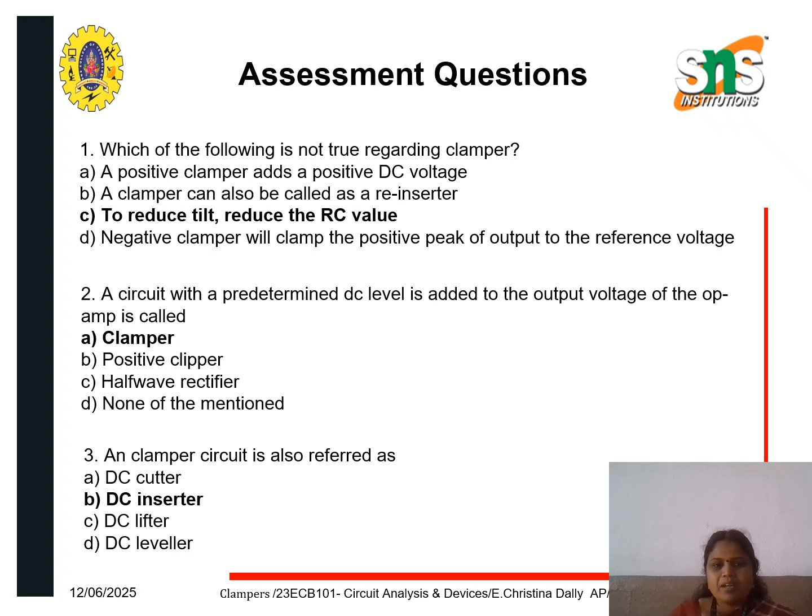If it is not applicable, it will reduce the RC level. A circuit which adds a predetermined DC level to the output voltage is called the clamper circuit, and the clamper circuit is also referred to as the DC inserter.